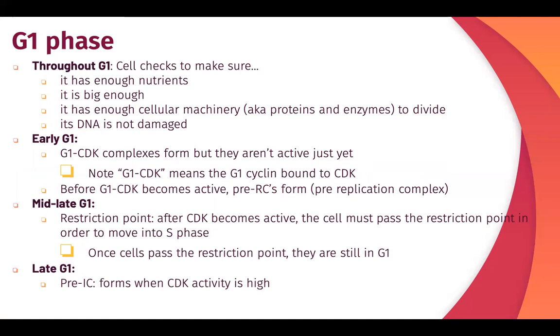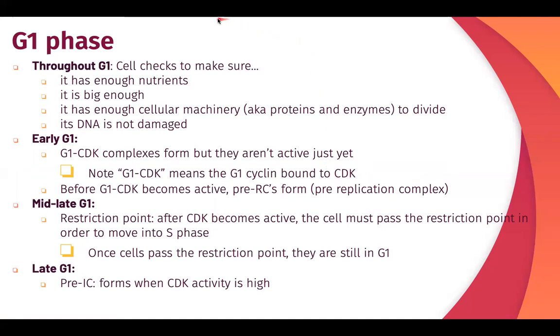So in the beginning of G1, your G1 CDK complex starts to form, but obviously they're not active yet because you don't have enough CDKs. So when you have that low G1 CDK level, your pre-RCs form.